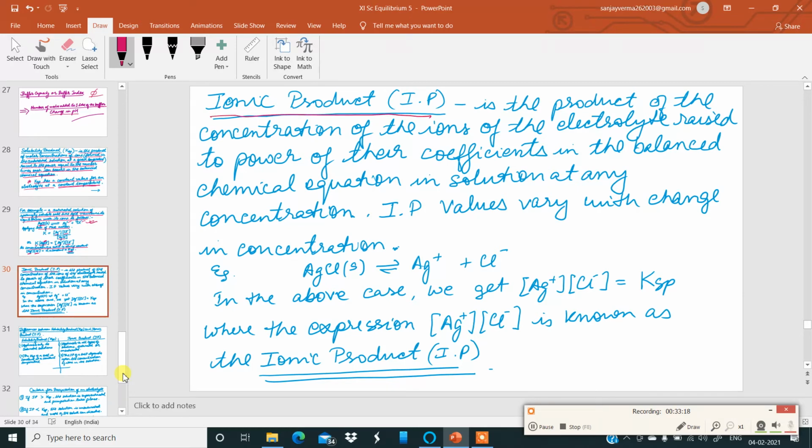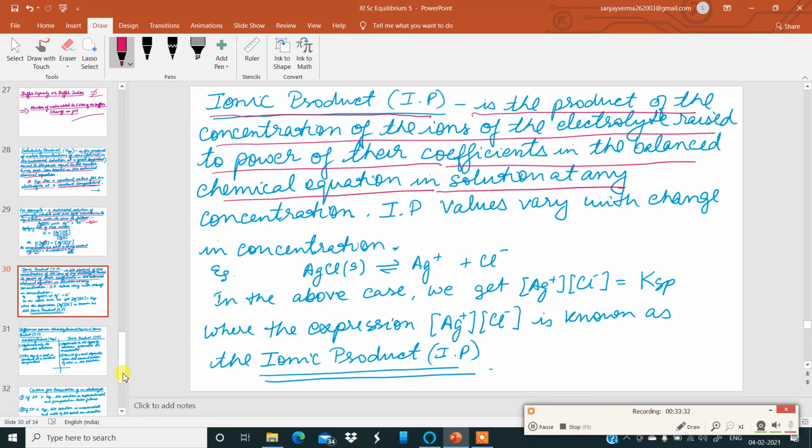Okay. Now IP, ionization product or ionic product, is the product of the concentrations of the ions of the electrolyte raised to the power of their stoichiometric coefficients in the balanced chemical equation, in a solution at any concentration. The ionic product values vary with change in concentration.